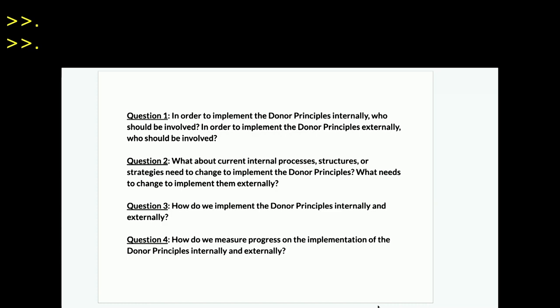Needed internally to make them work, both from the source and also from the donor perspective.